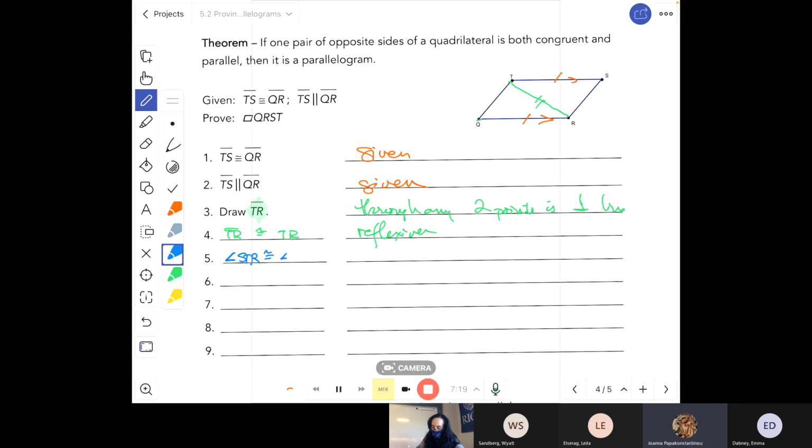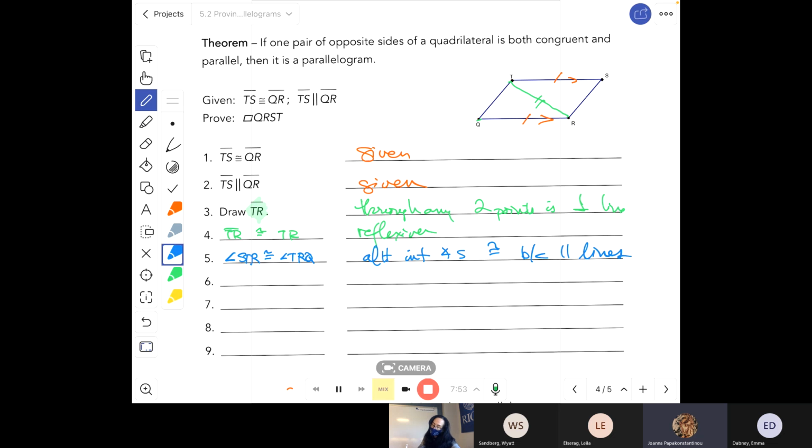Angle STR is congruent to angle TRQ because of alternate interior angles being congruent because of the parallel lines, right? Yes. Couldn't it also have been TRQ? Yes. TRQ, that angle, yes. Yeah, that's the second piece. Absolutely.